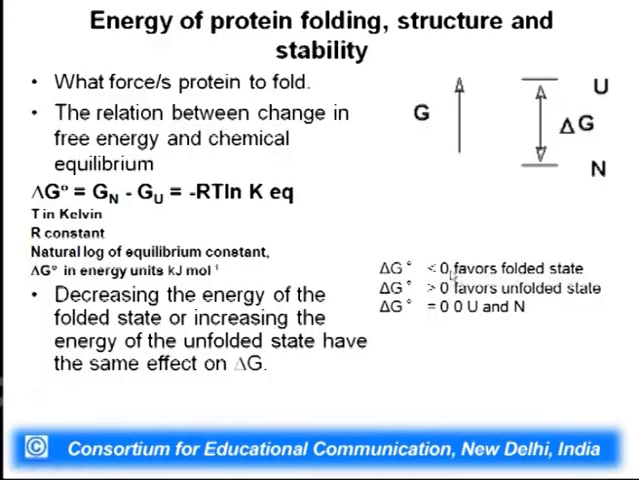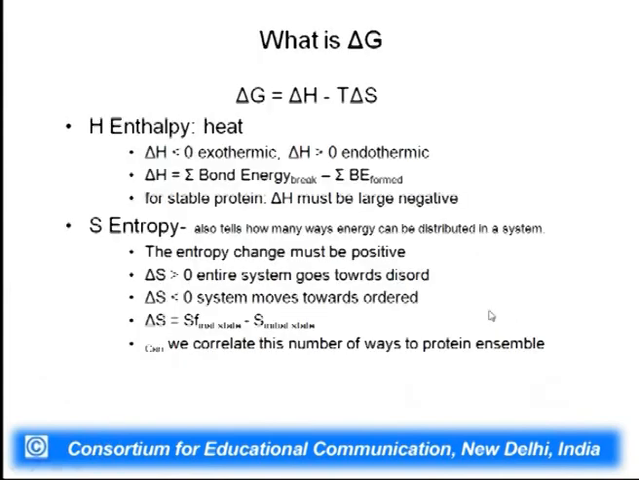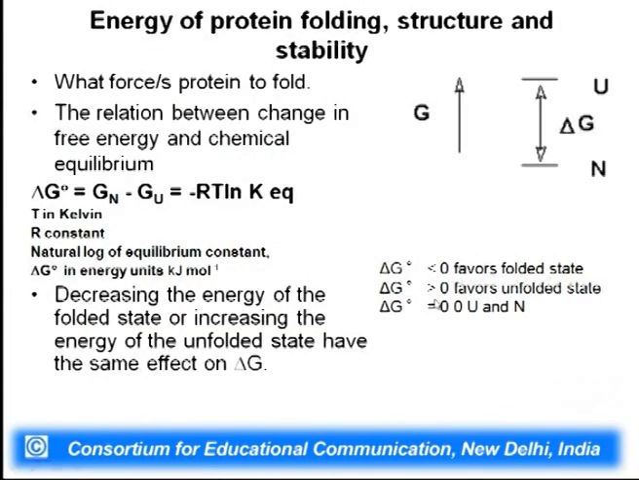This delta G, if it is going to be less than 0 or negative, is going to favor the folded state. If it is going to be positive, it is going to favor the unfolded state, and when delta G is zero, it is going to favor an equal concentration of unfolded and native state.